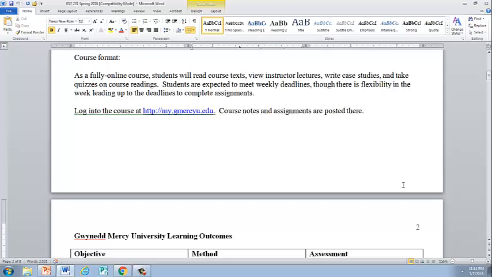Each module you'll generally have a week to take care of. But we are going to pause over the Easter break because the university is closed, and hopefully I'll get to be celebrating the holidays with my family, and hopefully if you are a believer, you'll be able to celebrate Passover or Holy Week and Easter with your families as well. So log on to the course at my.gmercu.edu, and there you'll see all the notes and assignments posted.